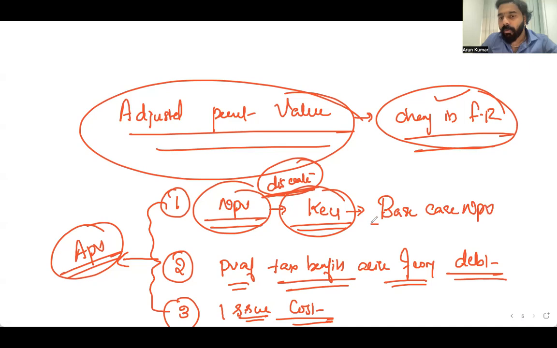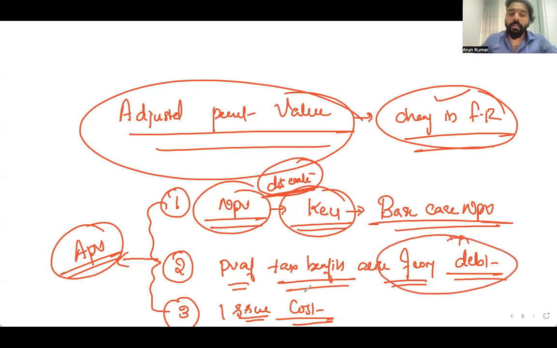Then step number two is to calculate the tax benefit arising from the debt in the form of tax savings. And the final part is finding the issue cost. Then we'll club it together to find the adjusted present value of the project. Is it clear, everyone?